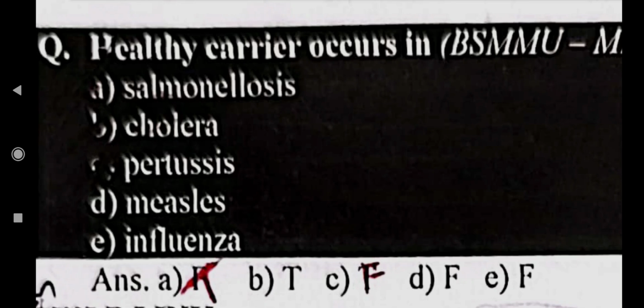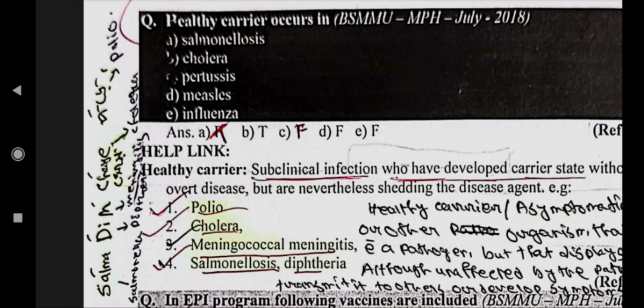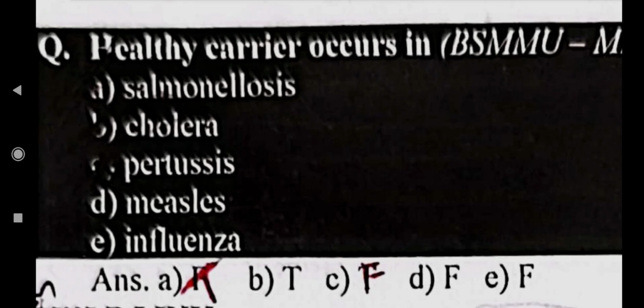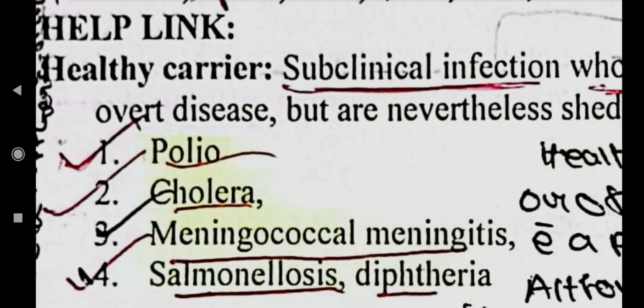Healthy carrier occurs in. True answer: salmonellosis, cholera. False answer: pertussis, measles, influenza. Healthy carrier details: polio, cholera, meningococcal meningitis, salmonellosis, diphtheria.